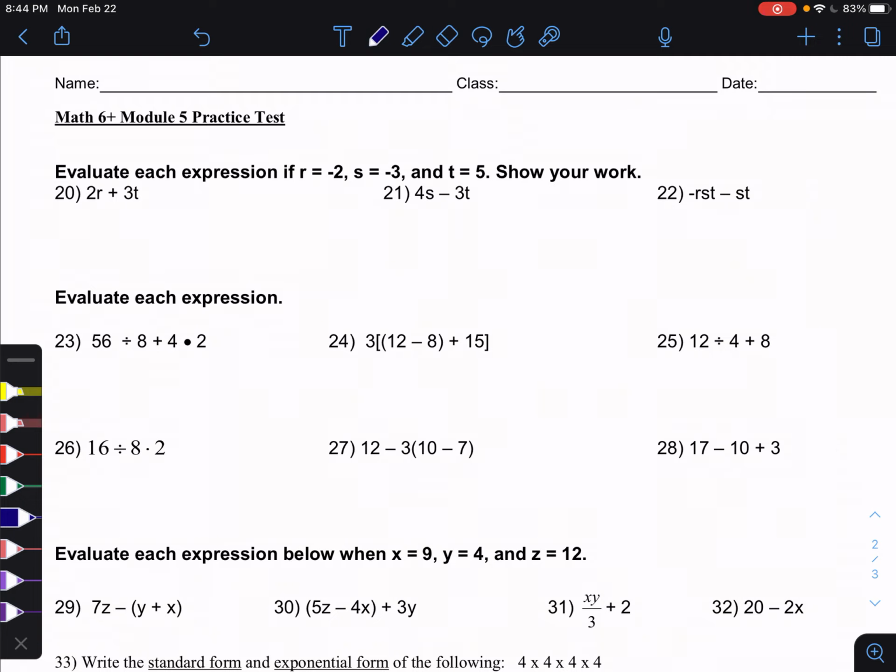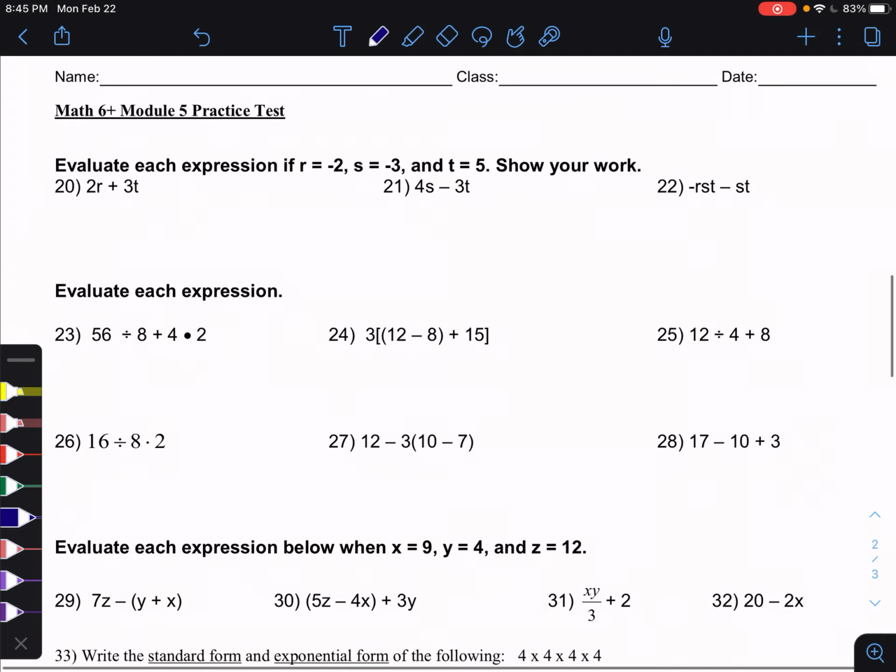So this is the back side of the test. It starts with some evaluating. So we're going to plug the numbers in for the correct variables, and then we're going to simplify using order of operations. So for number 20, we're going to start with 20 times negative 2 plus 3 times 5. 20 times negative 2 is negative 40. 3 times 5 is 15. And negative 40 plus 15 is negative 25.